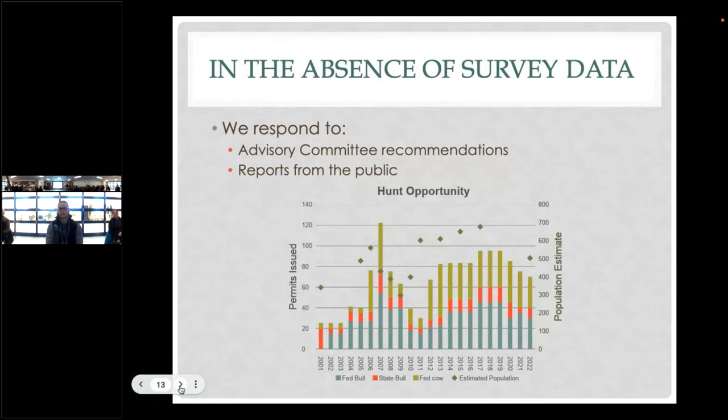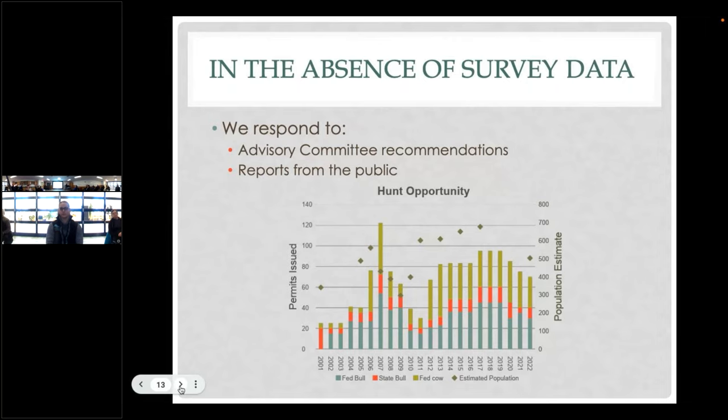What you see on this graph, the diamonds here are population estimates over time. The total height of the bar is the number of permits that we issued in any given year. And then the composition of that: these golden bars are the cow contribution to that total harvest, the red is the state bull contribution, and the blue is the federal bull composition.